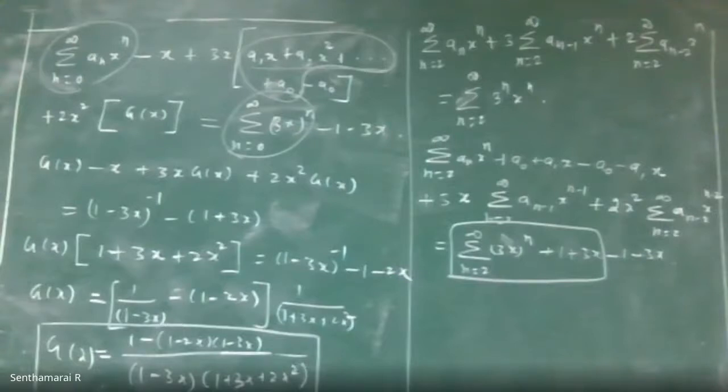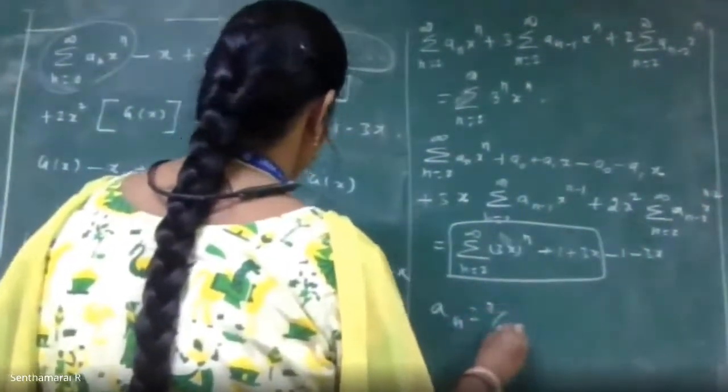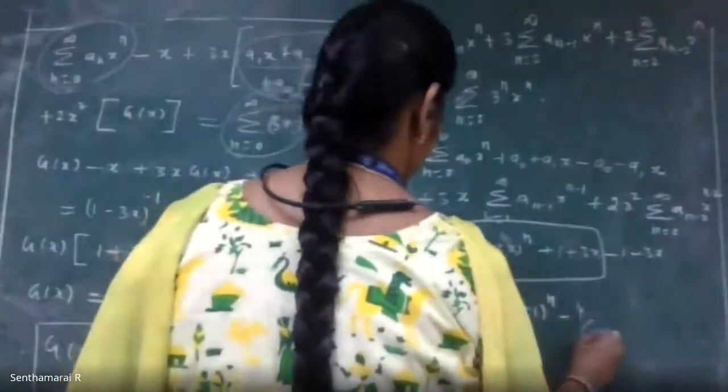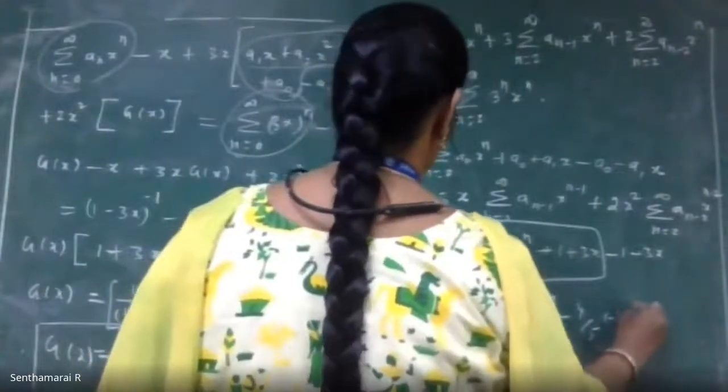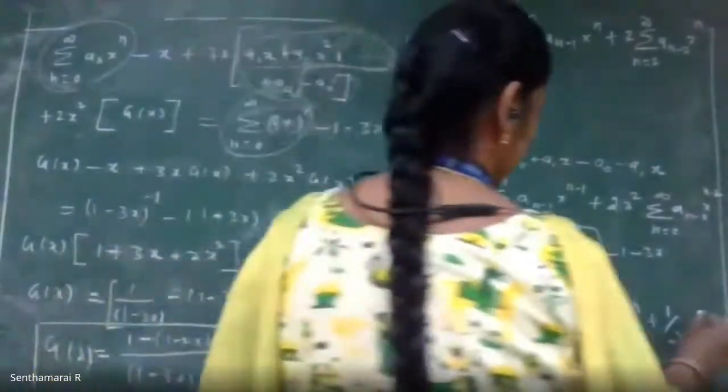This is actually not coming in the generating function concept. It's in the previous concept alone. For more practice, I have taken a problem from the previous topic. Its answer is given like this. You check whether you can get this answer or not. a n equal to 3 by 4 minus 1 whole power n minus 4 by 5 minus 2 whole power n plus 1 by 20 3 power n.